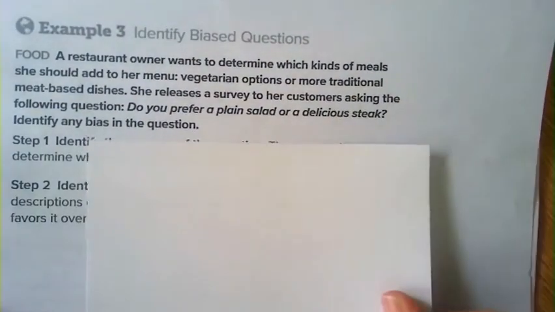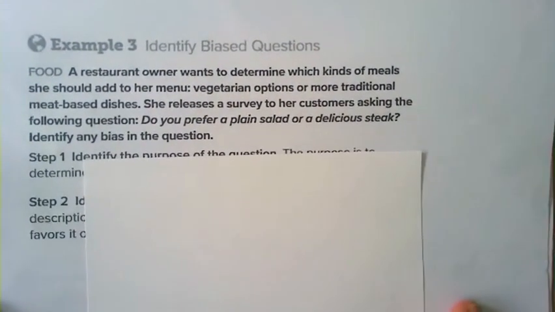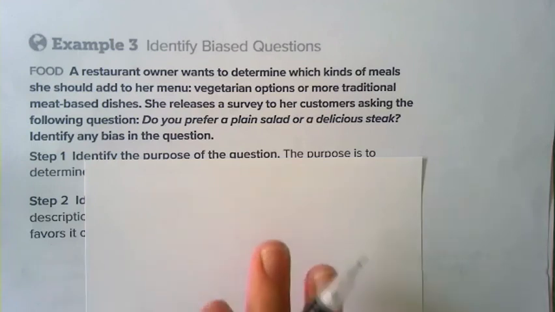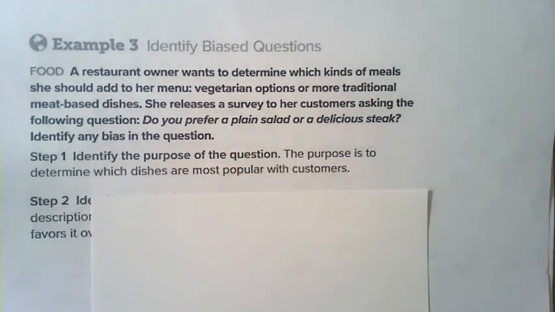Before we identify the different studies, I guess we needed to identify this biased question here. A restaurant owner wants to determine which kinds of meals she should add to her menu, vegetarian options or more traditional meat-based dishes. She releases a survey to her customers asking the following questions. Do you prefer a plain salad or a delicious steak? Identify any bias. So what's the purpose? Well, we want to figure out which dishes are most popular.